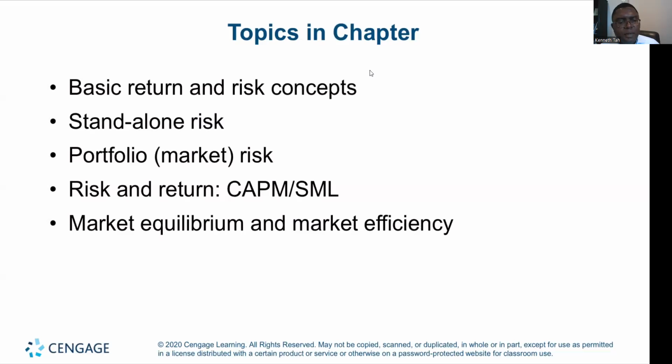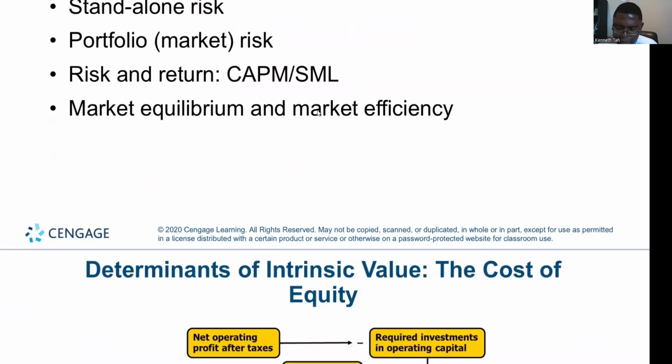Then we'll bring risk and return together in a model that we call the capital asset pricing model, which is CAPM. Another name for CAPM is the security market line, the SML. Then we'll talk about different forms of market inefficiencies.